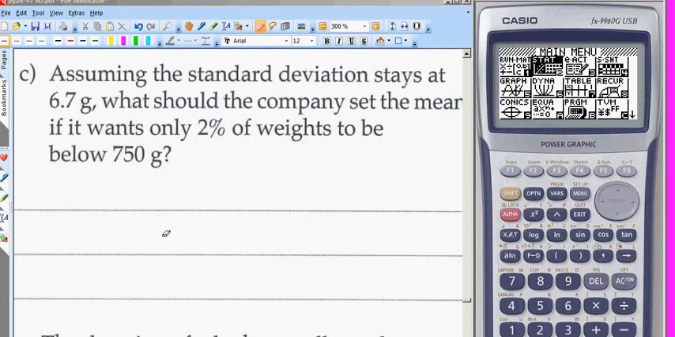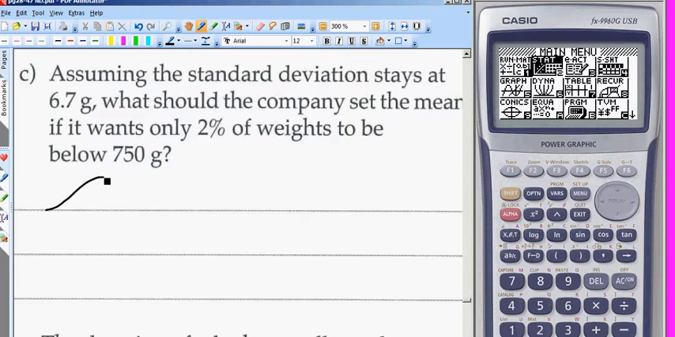Page 46, question 61, part C. Now, we've done part A and part B, so we're up to a harder part here. Assuming the standard deviation stays at 6.7 grams, what should the company set the mean to be if it wants only 2% of weights to be below 750?